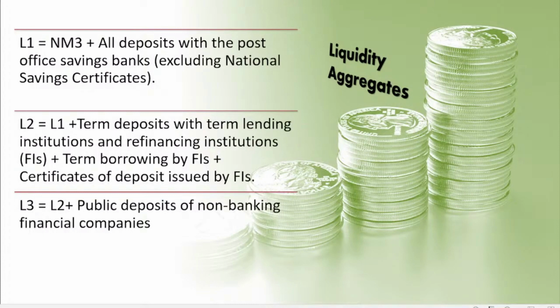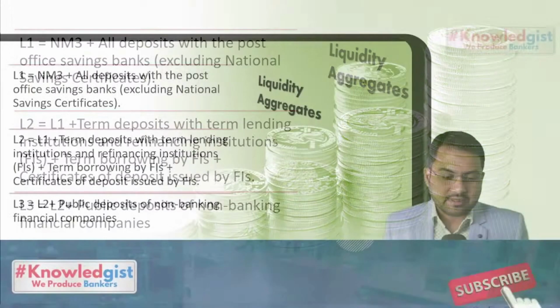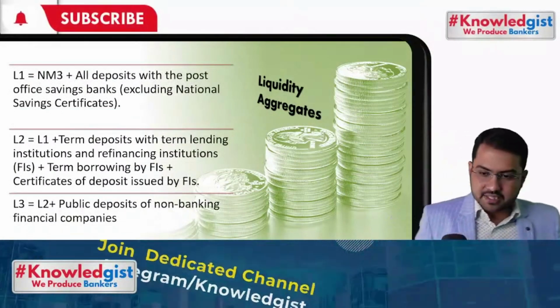So L3 is nothing but L2 plus the public deposits of non-banking financial companies. These are the liquidity aggregates. They have not yet asked any questions from these, but we cannot tell anything. The question making is being changed. New age question makers are being appointed by IBPS, IIBF, etc. So anyone who goes through this kind of document can ask questions from these segments too.